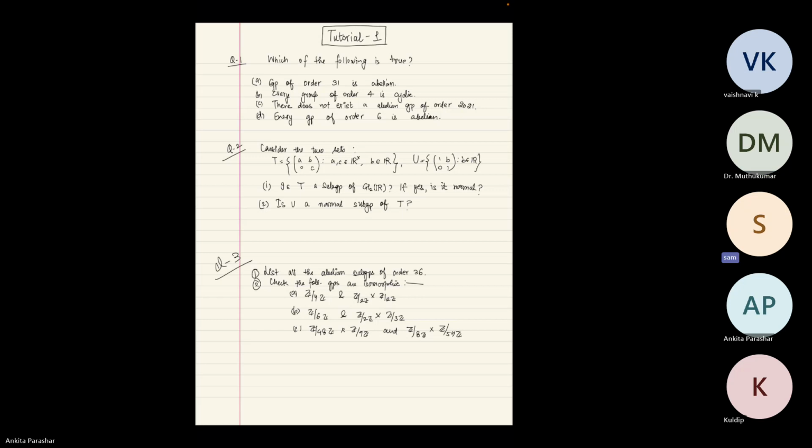Claims the group of order 4 is not cyclic. Exactly right. So we have the Klein four-group Z2 cross Z2, which is of course an order 4 group, but it's abelian but not cyclic. So part B is not true. Very true. About C.